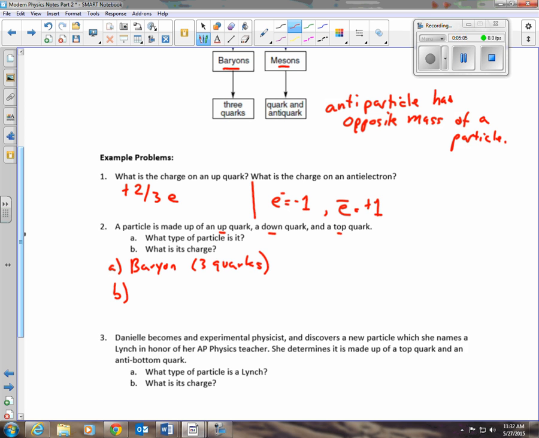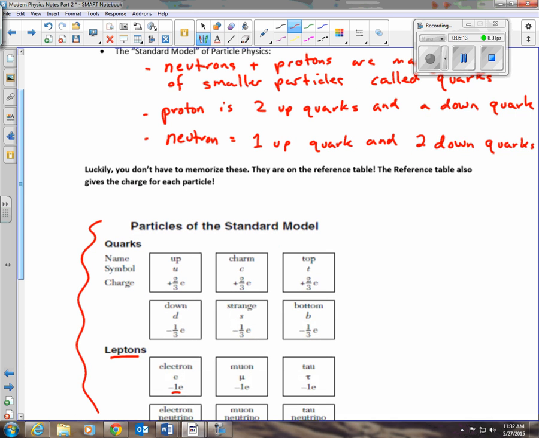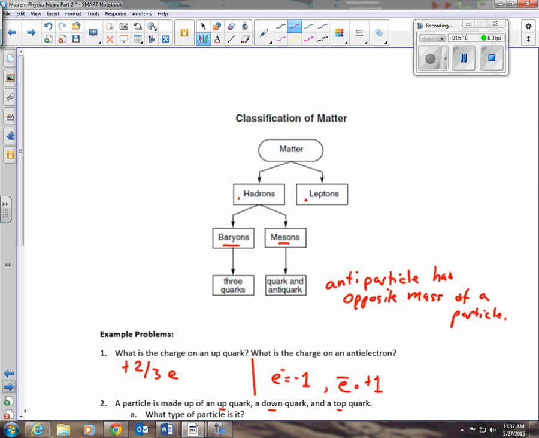B, what is this charge? You just look up all the different parts, the up, the down, and the top. So if I go back to this table, okay, the up is 2/3, the down is minus 1/3, and the top is plus 2/3.